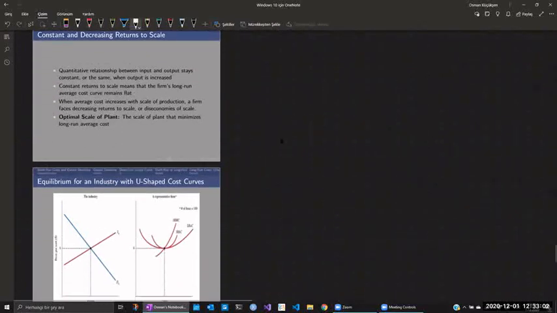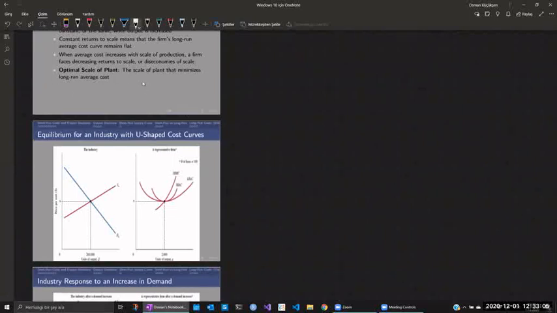Okay. So then the optimal scale of plant is given by the minimum of the long-run average cost curve. So this minimum over here, and also at this point there should be a corresponding short-run average cost, so that when we consider a firm in the short run that operates at the optimal scale of plant, we think about this firm which has this short-run average cost curve, and its minimum is equal to the minimum of the long-run average cost curve.